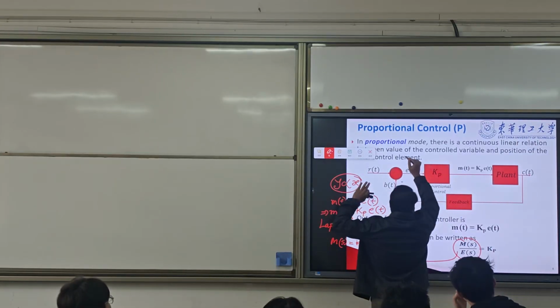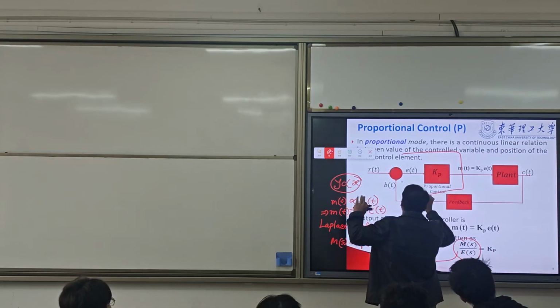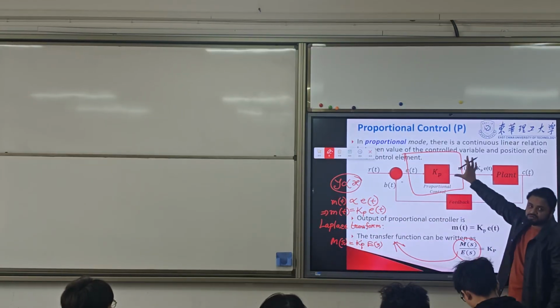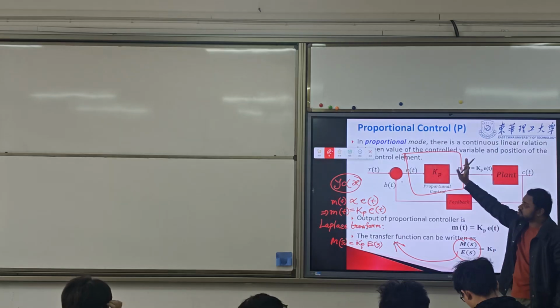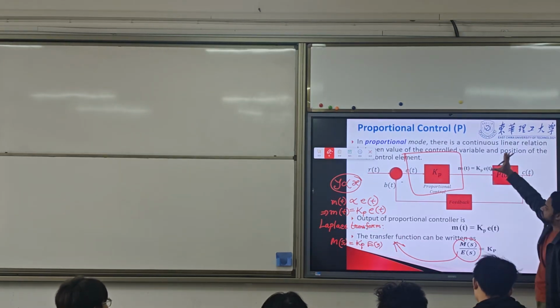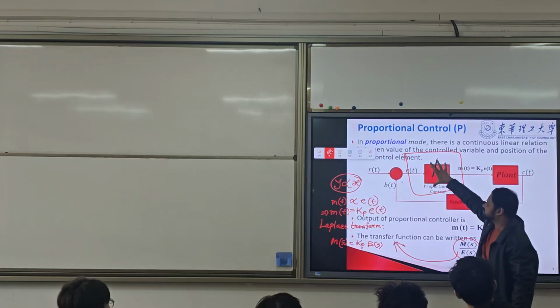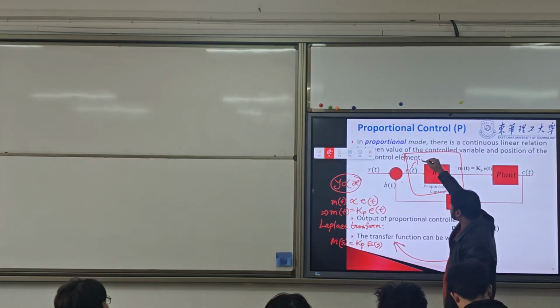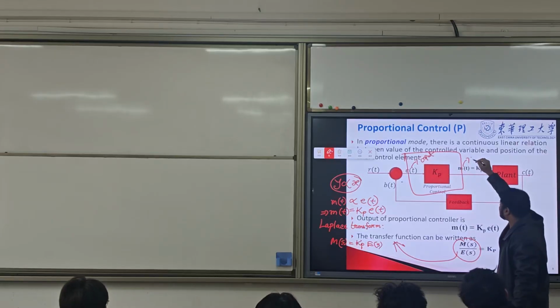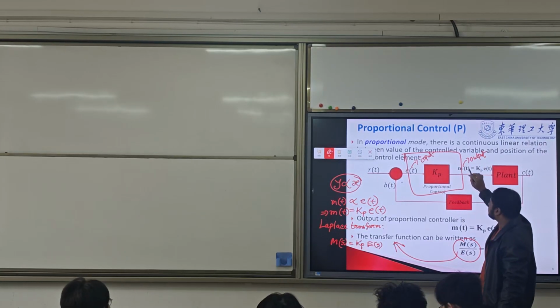We are dealing with this. I already told you that. We are dealing with this only in the controller. Today's lecture is based on this. We are not talking about the whole control system. We are only talking about this part. So what is this? This is the input. And M(t), what is that? This is output. And how do you get output?